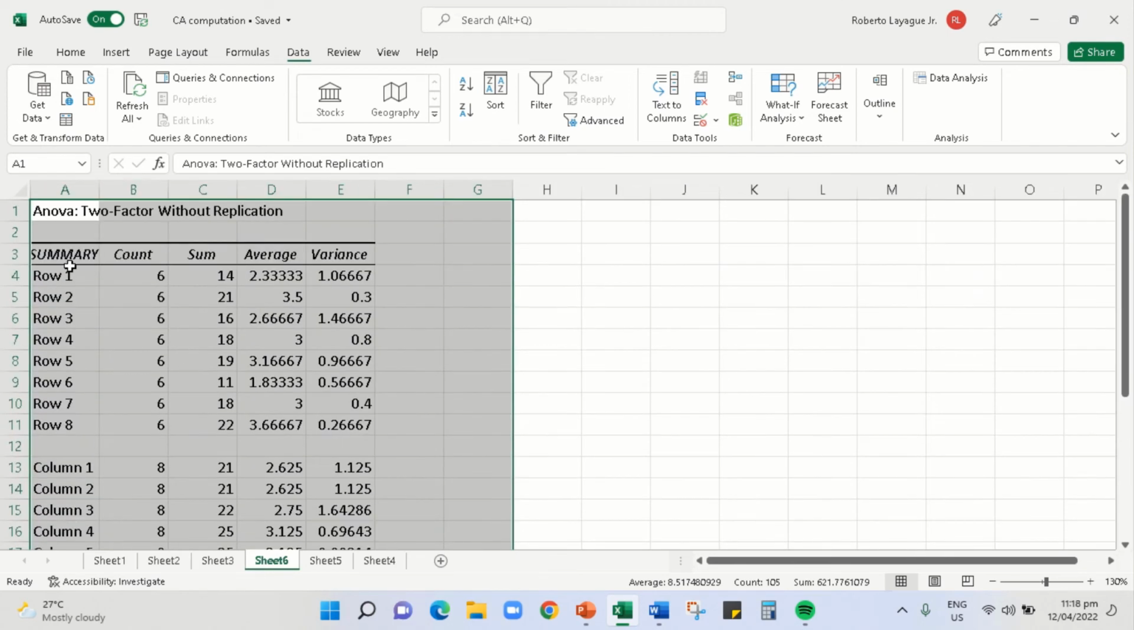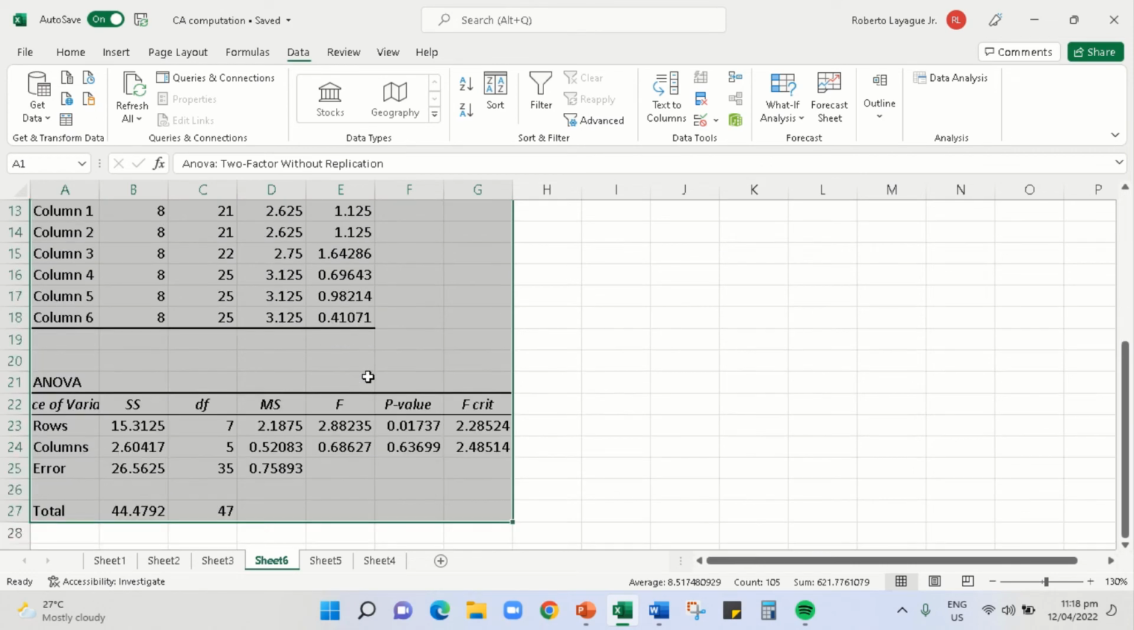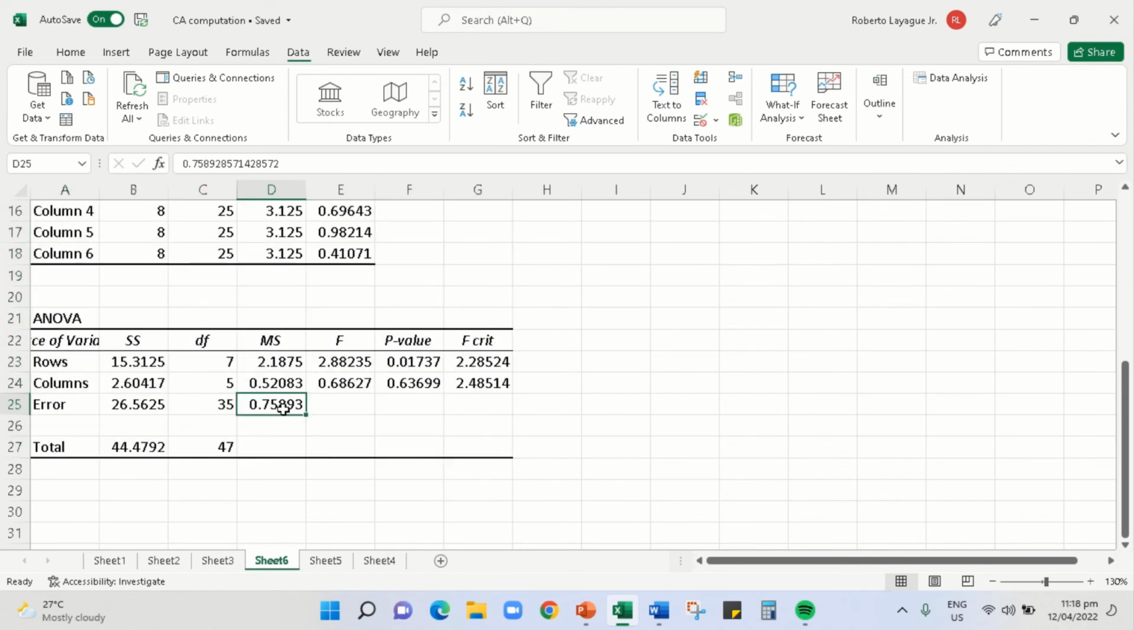Actually, this is the thing that they compute. This is the averages per row, and this is per column. Now, as you can see, we're going to use two numbers here in the ANOVA analysis. We use the error: the 0.75, and then the 2.18. Now what we're going to do is 1 minus, open parenthesis, the 0.75 divided by 2.1875, close parenthesis, and this is what we got as our Cronbach alpha.